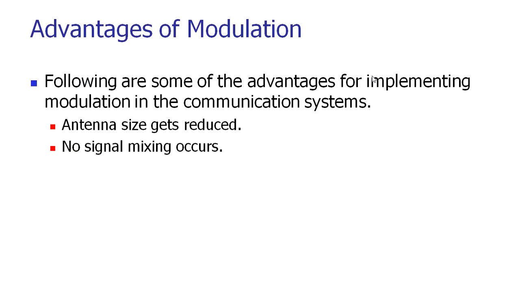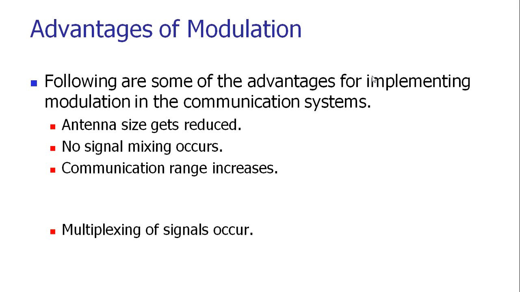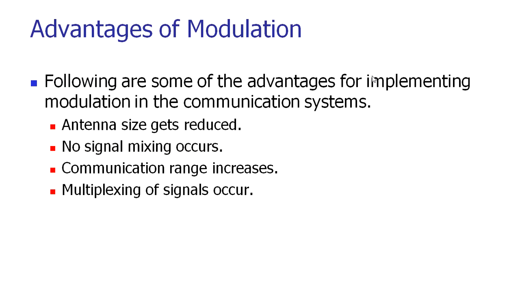So yes, the first one is antenna size gets reduced. No mixing of signal occurs. That means you have a separate path for every signal to travel. Your range of communication increases when you modulate a signal. Multiplexing of signals is possible. Yes, this is a new term for us. Now, what is multiplexing? It is permitting more than one signal to use the same channel.